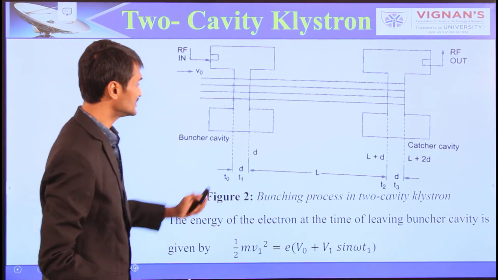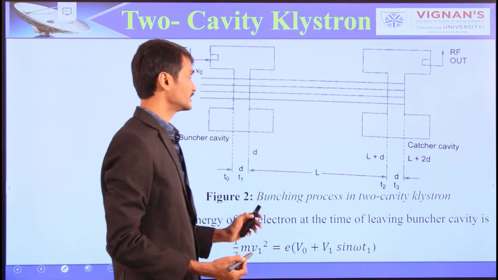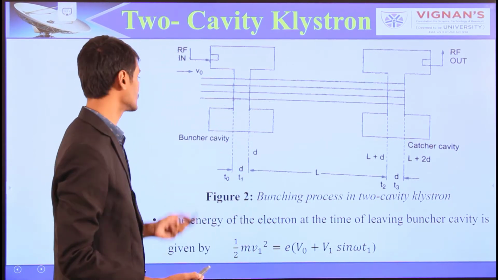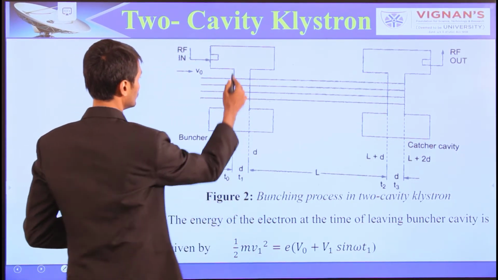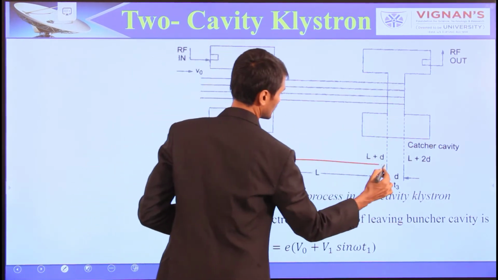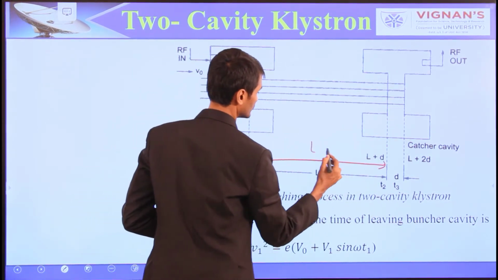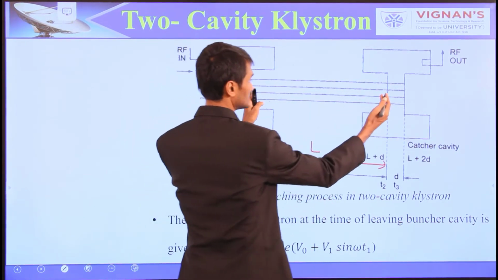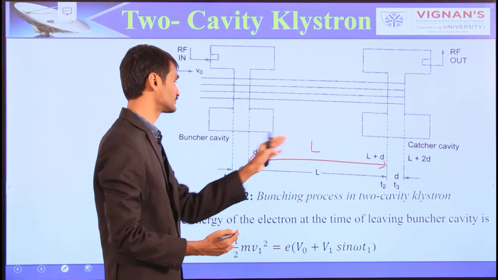So now, the bunching process in a two cavity klystron. Here is a simple diagram of a two cavity klystron. Here are the buncher cavity and the catcher cavity. There, L is the drift space, the distance between the two cavities.